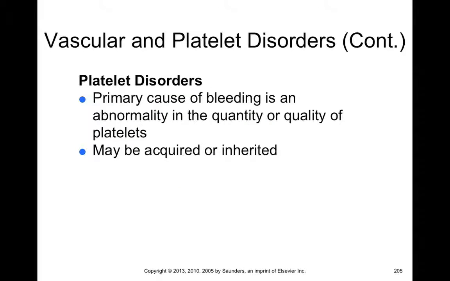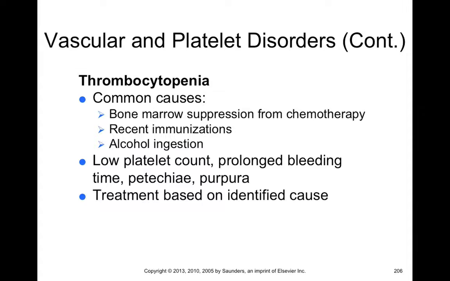Now, other platelet disorders can be a primary cause of bleeding, and this is usually due to a deficit in the quantity or quality of those platelets. Again, this can be acquired or inherited. One example of a platelet disorder is thrombocytopenia, and a common cause of this is bone marrow suppression from chemotherapy, any recent immunization, or excessive alcohol ingestion, which can lead to low platelet count. This low platelet count can lead to prolonged bleeding time, petechia and purpura, and treatment for thrombocytopenia is really just based on identifying the root cause.